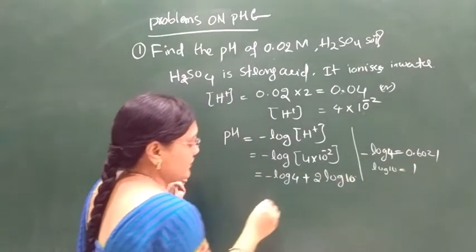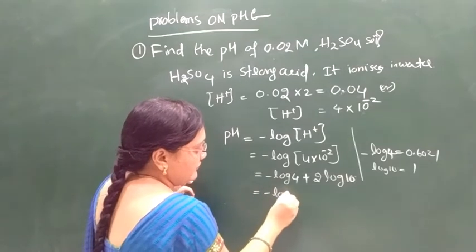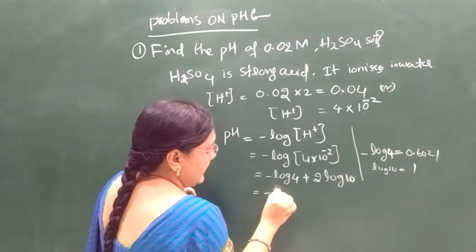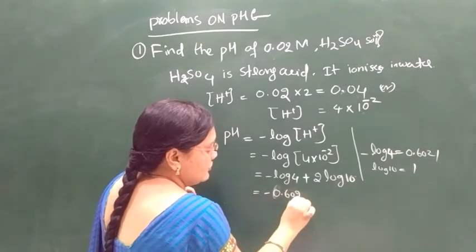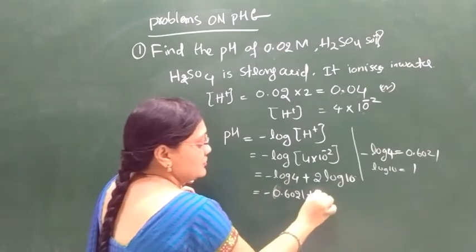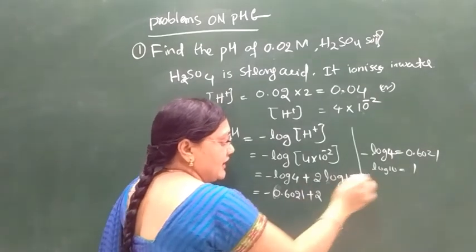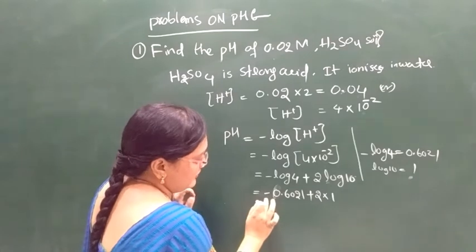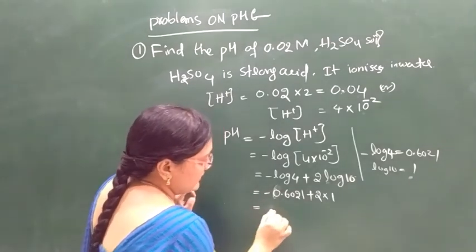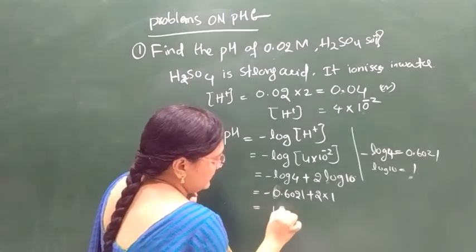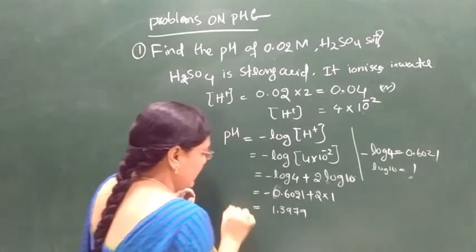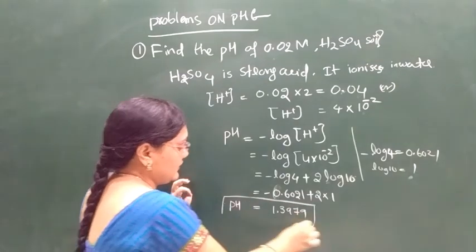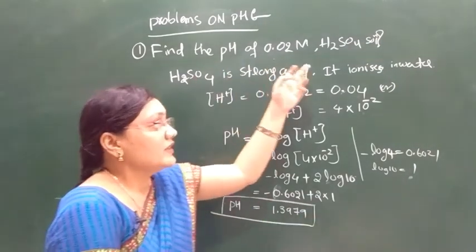Substituting these, minus log 4 is minus 0.6021, plus 2 into log 10 value, which is 1. Calculating, the answer is 1.3979. The pH value is 1.3979. This is the pH of the H2SO4 solution.